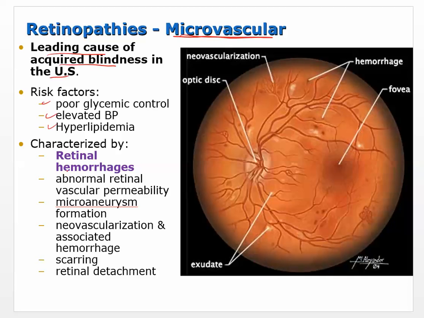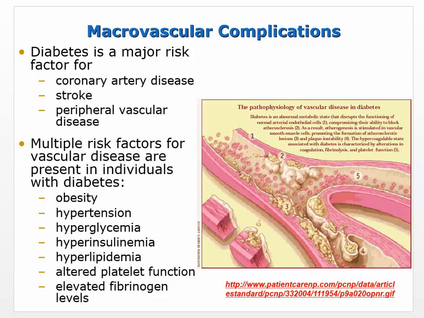And so it's characterized by retinal hemorrhages, so bleeding, abnormal retinal vascular permeability, so leaking of the vessels, microaneurysms, which means that you're sort of exploding, or it's also going to cause destruction of blood vessels. New blood vessels are produced, and then the associated hemorrhage with that as well, scarring, and then retinal detachment. So the damage essentially comes down to the damage of these very small blood vessels. Okay.